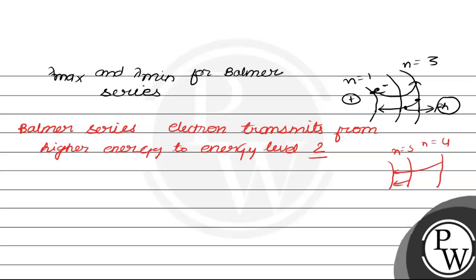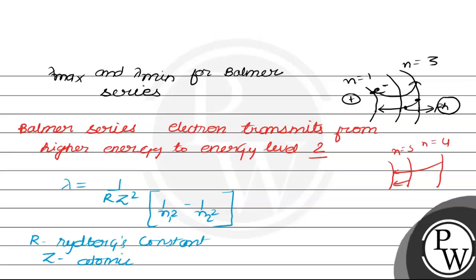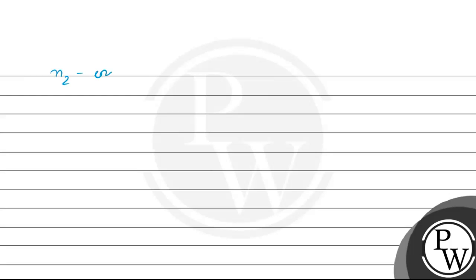So students, from the expression of lambda, we can write the expression of lambda as 1 upon R Z square into 1 upon n1 square minus 1 upon n2 square, where R is Rydberg's constant, Z is atomic number, n1 is final energy level, and n2 is initial energy level. Clearly, we will get maximum value of lambda.